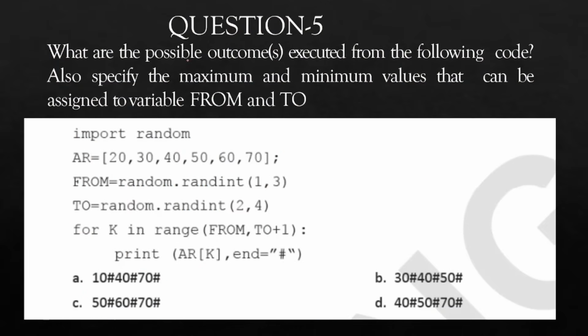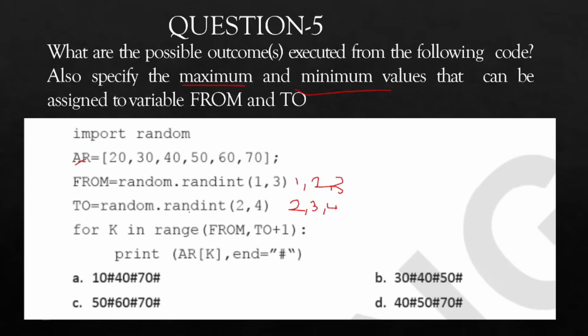Okay, what is the next question? What are the possible outcomes executed from the following code? Also specify the maximum and minimum values that can be assigned to from and to. Now I'm creating the list with variable AR, and From is random.randint(1, 3). So 1, 2, 3 is the From value. And what is the To? The minimum value is 2, so To is 2, 3 and 4.